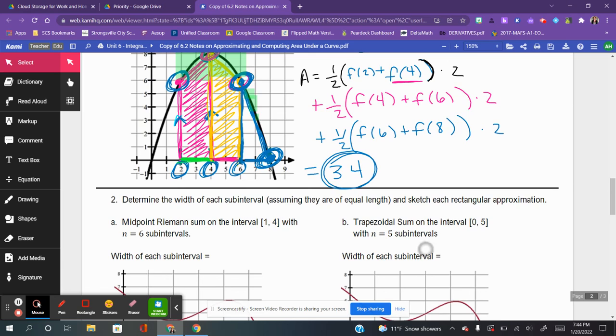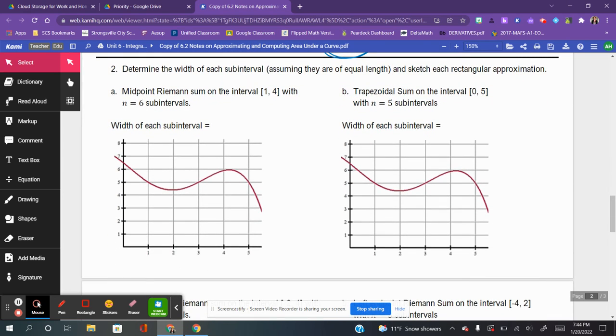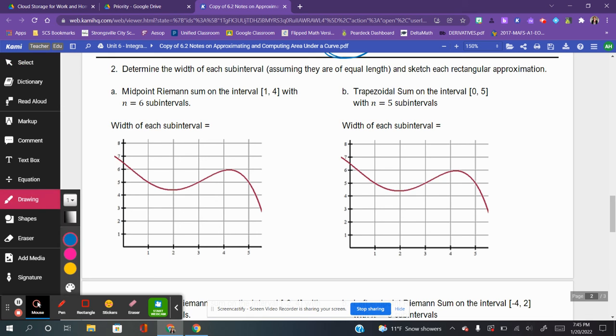Okay, so your job is to complete the rest of this document by doing this problem here and doing the next page. Determine the width of each subinterval, assuming they are of equal length, and sketch each rectangular approximation. And so when you're doing this, you are looking at the interval that is given and how many subintervals. Okay, so you're going to do your calculation for delta x.